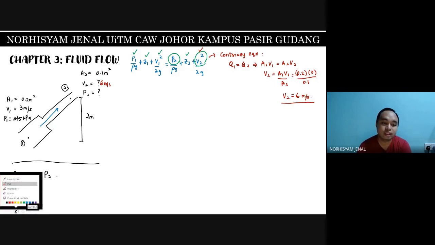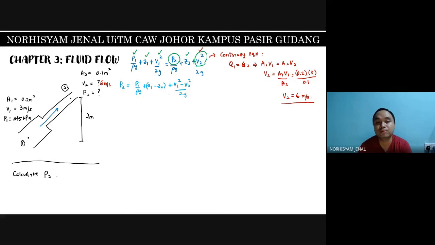So how do we solve this? Simple. This is just rearranging the equation. If we rearrange it nicely, P2 should equal P1 over rho G plus Z1 minus Z2, because we transfer from right to left, and then plus V1 square minus V2 square over 2G. Okay, and all of this is multiplied by rho G. So you will get P2.